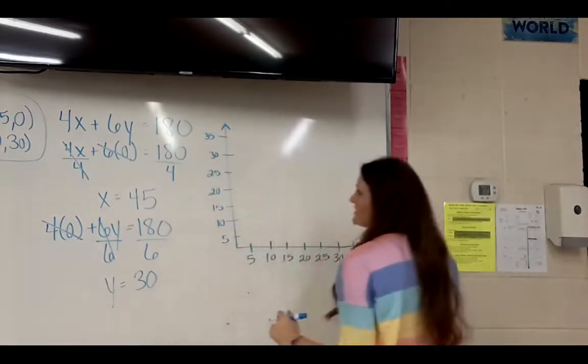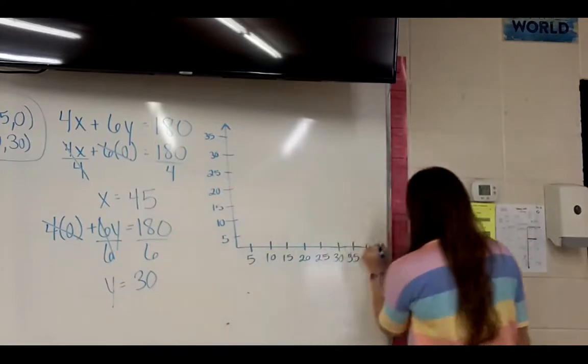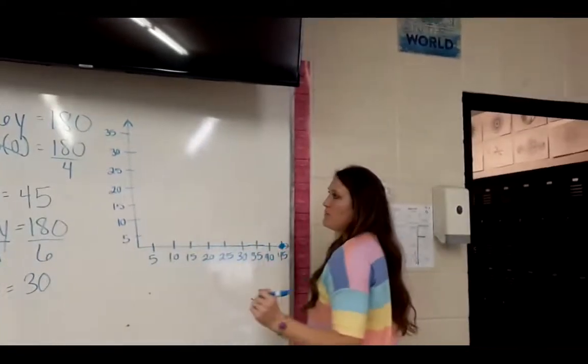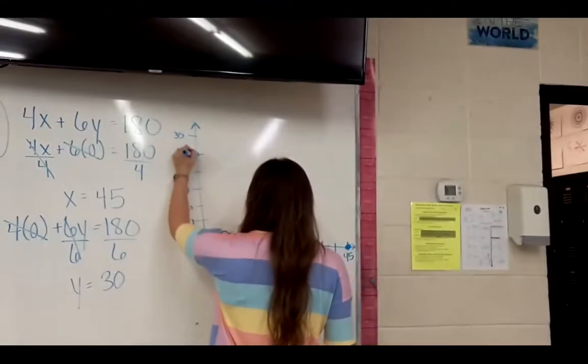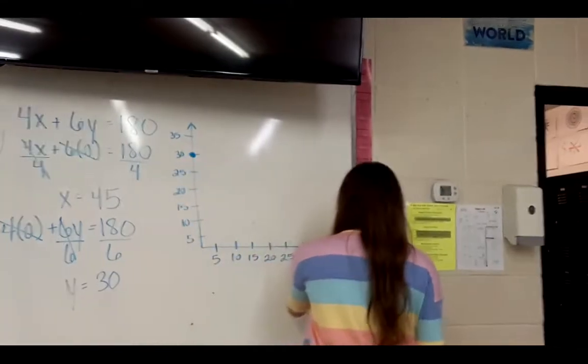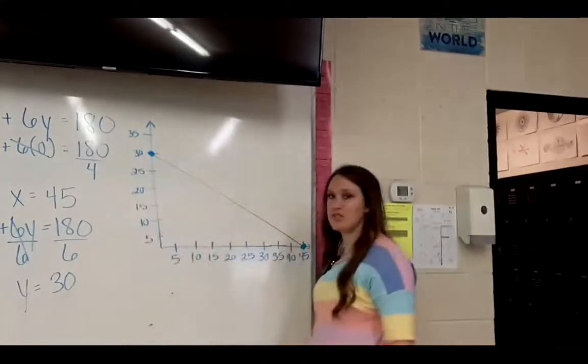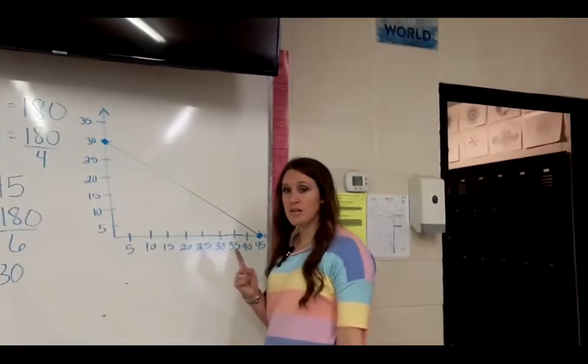Okay. So my x-intercept, my first point is 45, 0. My y-intercept is the point 0, 30. We draw our graph. Your graph should look like that. Okay, that was the first thing we had to do, was graph it.